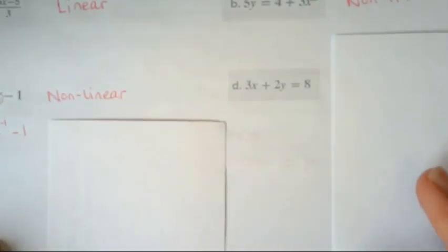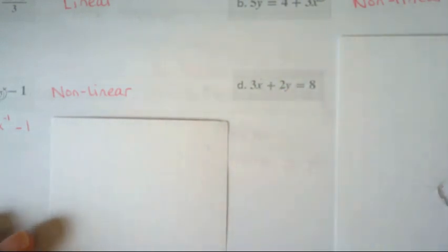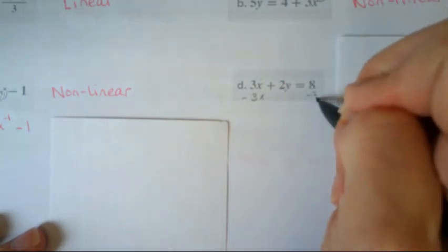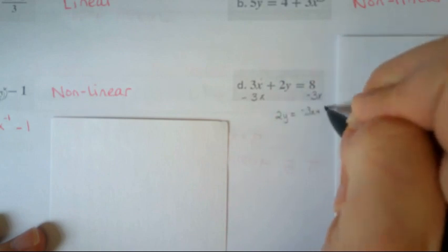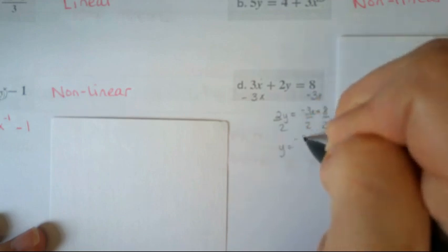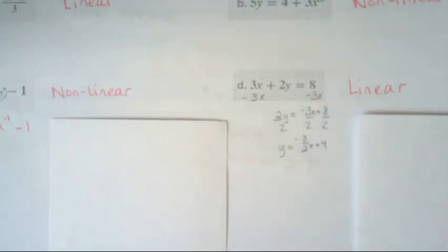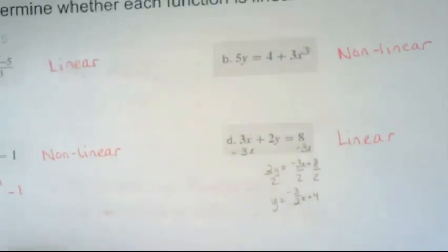And then last, letter D, I would check my exponent on x is 1. And then I can rewrite this into slope-intercept form. I can minus my 3x over. And then I can divide everything by 2. So this would work as being linear because it would have an exponent of 1 and then also have that form of y equals mx plus b. You're going to pause the video and try the next question to see if they are linear or nonlinear.